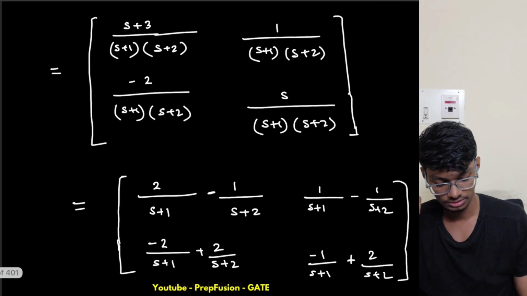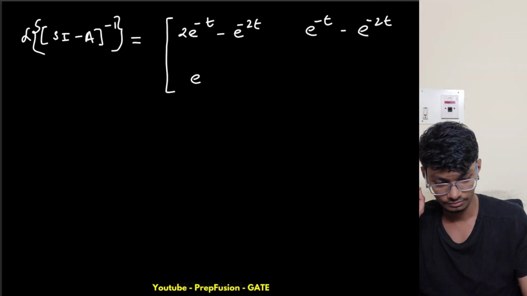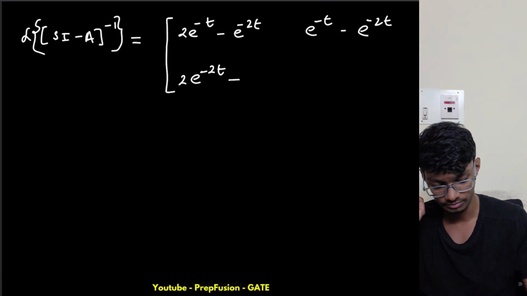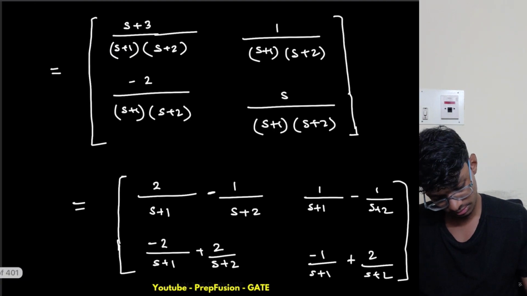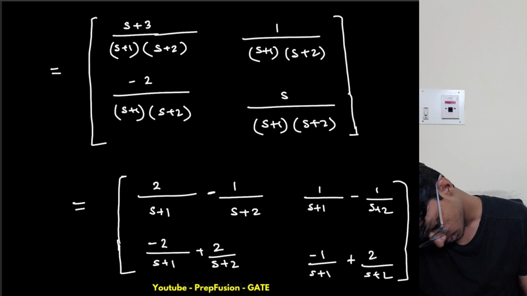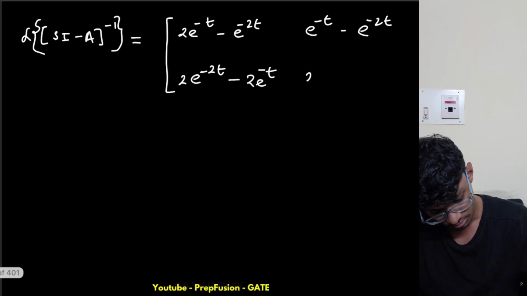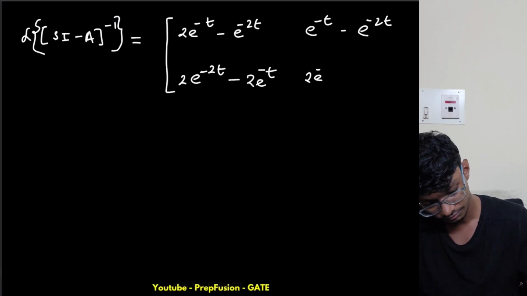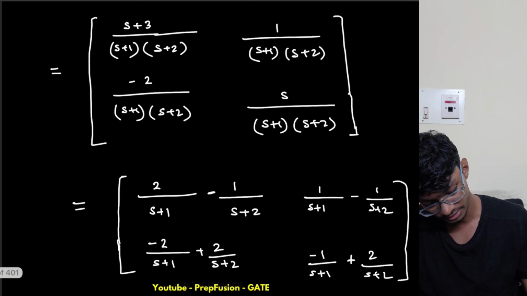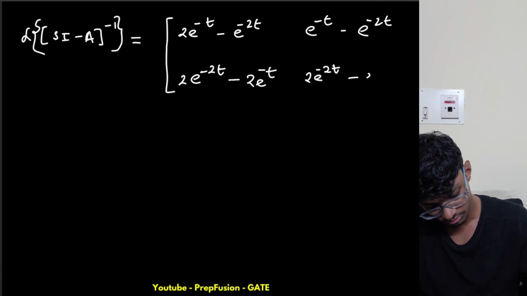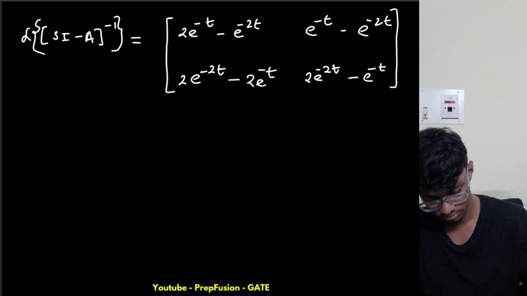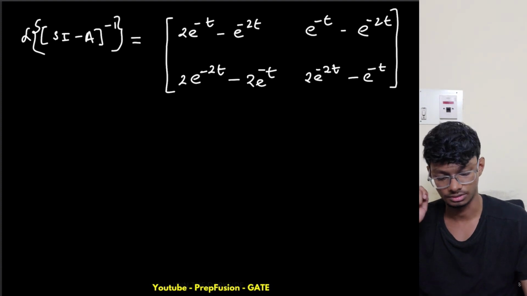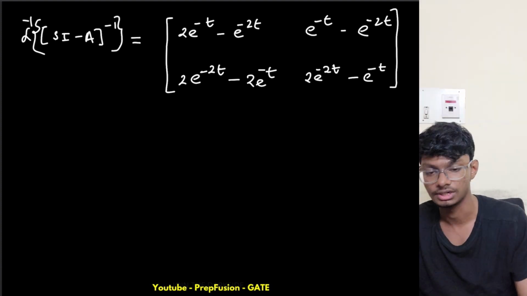And what is this? This is my e raised to power 2t. On the coefficient we have 2 also, so minus 2 e raised to power minus t, right? And this is 2 e raised to power minus 2t actually, and this is minus also, right? Minus e raised to power minus 2. Okay, so this is the Laplace inverse of this.